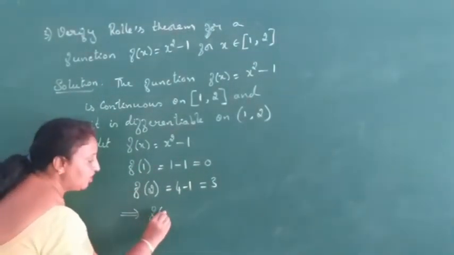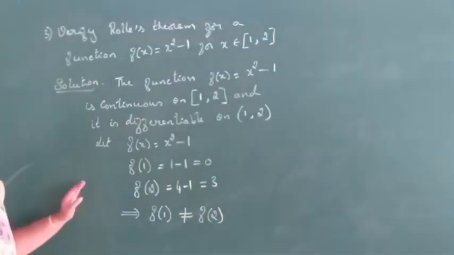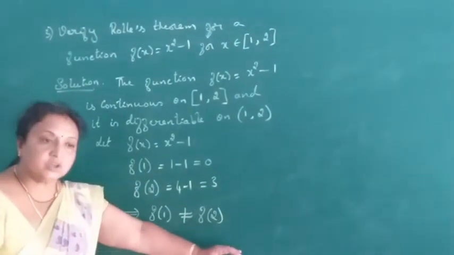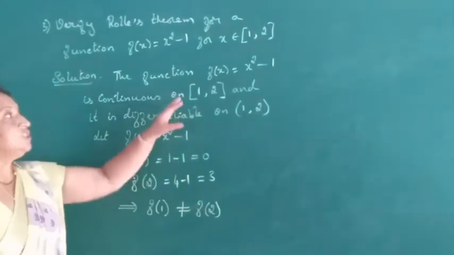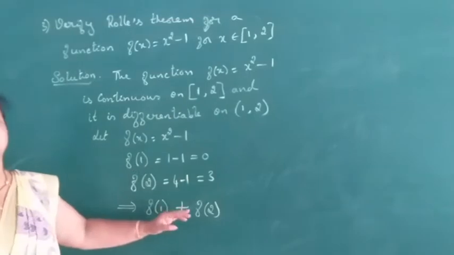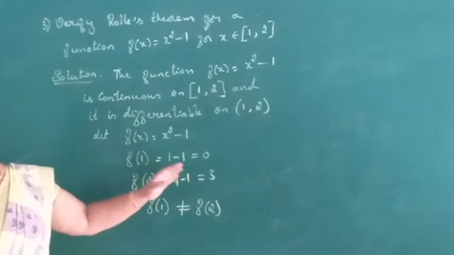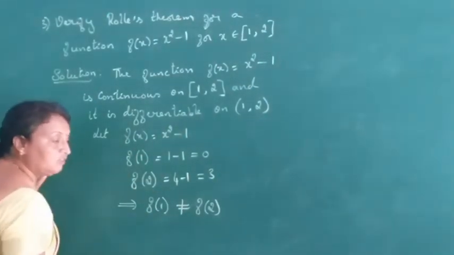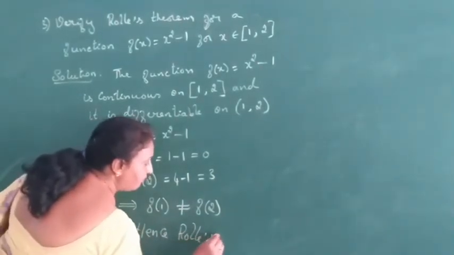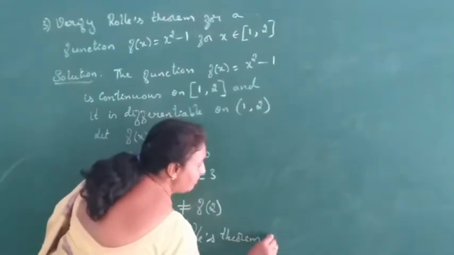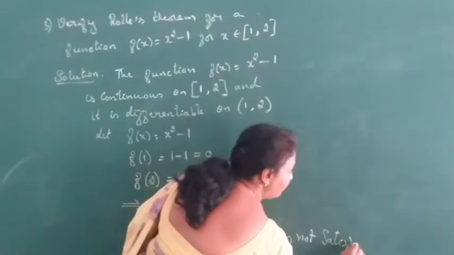That implies f of 1 is not equal to f of 2, that is, f of a is not equal to f of b. All three conditions must be satisfied for Rolle's theorem to hold. The first and second conditions are satisfied, but the third condition is not. Hence, Rolle's theorem is not satisfied, it does not verify.